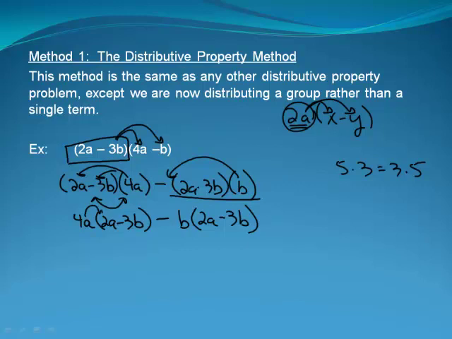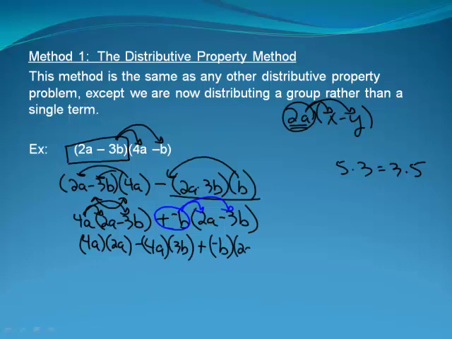So now we're going to distribute again. So this is actually a double distribution step. We've got 4a times 2a minus 4a times 3b. Now you want to be careful here. You have to distribute not only the b, but also the subtraction sign to each of those groups. So if that bothers you, you can change that to plus and negative. Okay? So now we've got plus negative b times 2a minus negative b times 3b.